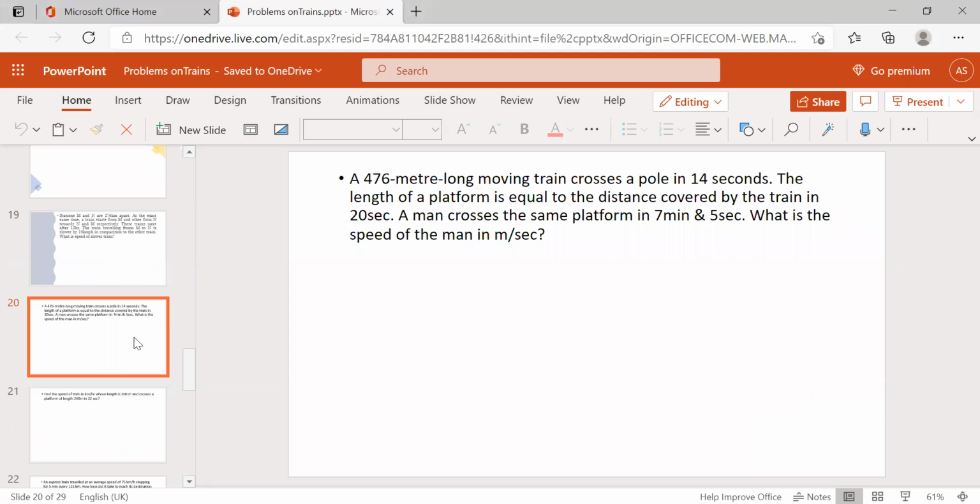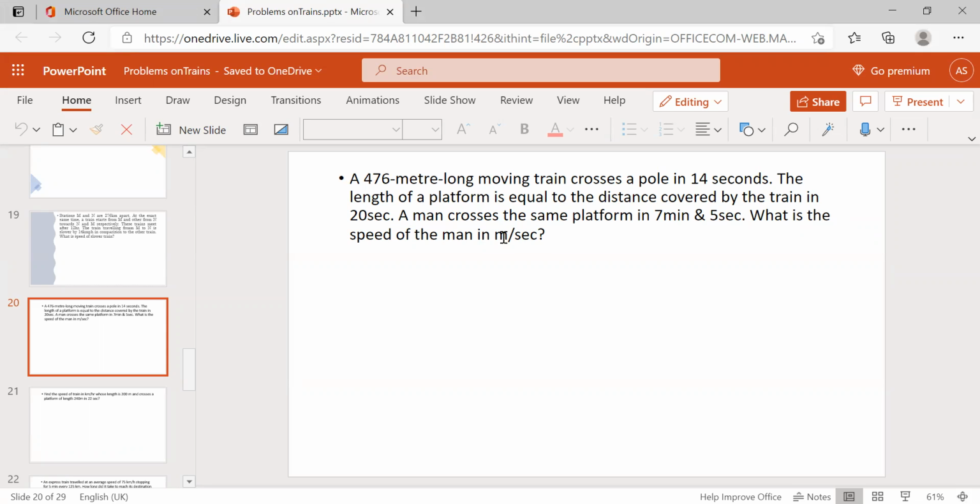So this is your first problem here. A 476-meter long moving train crosses a pole in 14 seconds. The length of the platform is equal to the distance covered by the train in 20 seconds. A man crosses the same platform in 7 minutes and 5 seconds. What is the speed of the man in meter per second? What they are asking here, finally, is the man's speed. And they don't give the train speed or the platform distance.